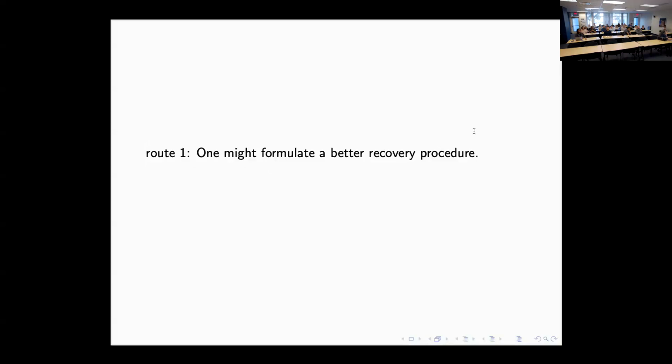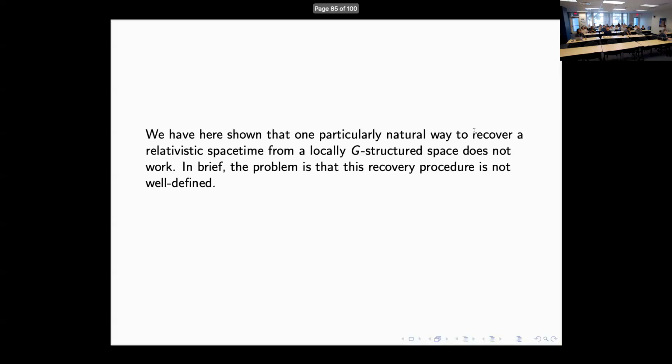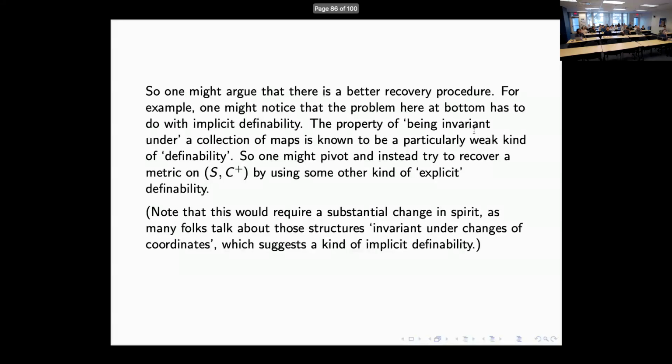One might try to formulate a better recovery procedure. So we showed here that one particularly natural way to recover relativistic spacetime from a locally G-structured space does not work. And as I mentioned before, the problem was just that this recovery procedure was not well defined. This is, to my mind, the most natural recovery procedure. It's not like a junky procedure. We got a yes answer out of it. Nonetheless, one might argue that there's some kind of better recovery procedure.